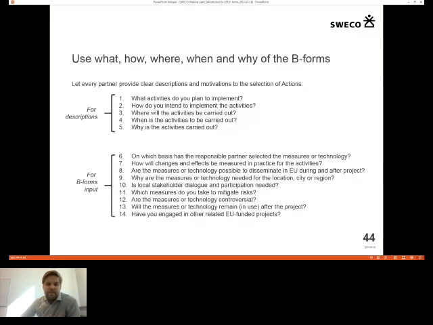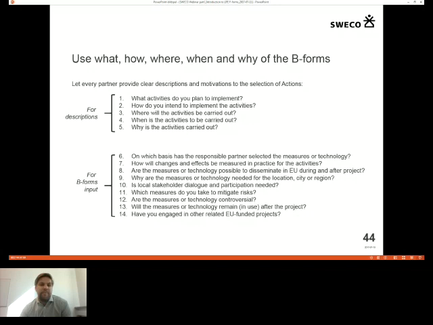Will the technology be in use after the project? This is quite important. And finally, have you engaged in any other EU-related projects? Because if people or organizations have engaged in similar projects, you will be able to read the reports of these projects and usually get quite good input, which can save you lots of time when you're writing the application. These are good questions to keep on hand from the beginning, before you start describing the C actions and the B forms.